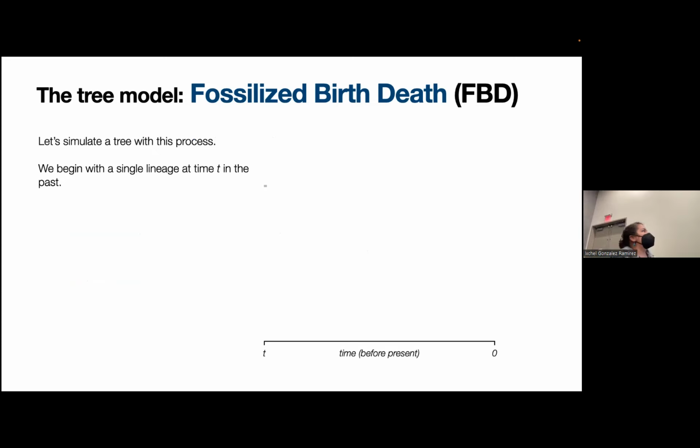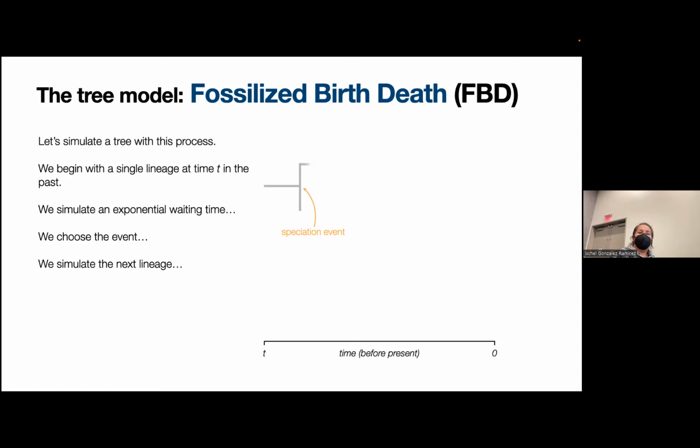The tree comes from a fossilized birth-death process. So let's use this process to simulate a tree. We start at some point in time, so maybe you can see there that little gray dot. We start there and simulate a waiting time. So we say we're going to wait a certain amount of time until something happens. We could have different things: speciation, extinction, fossilization. But the first thing that happened here is a speciation, right?